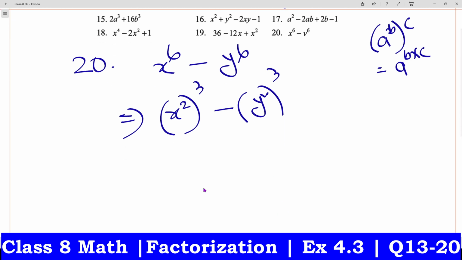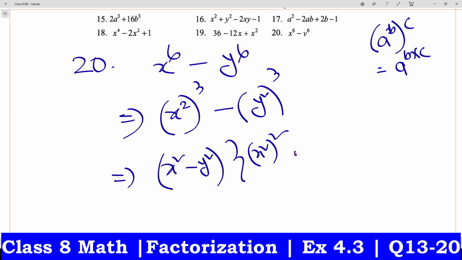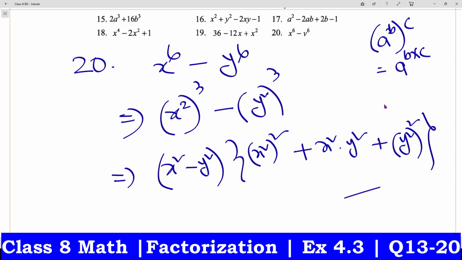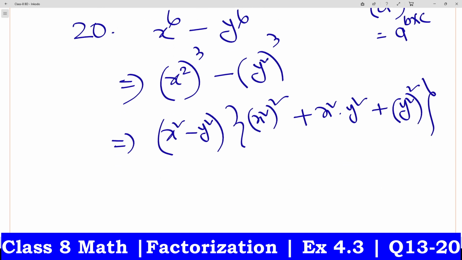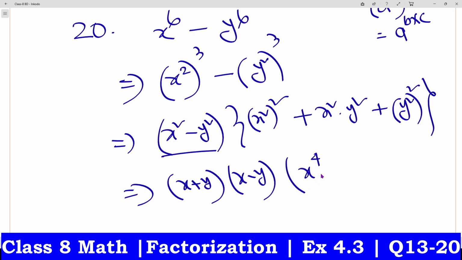Okay. Now it's looking like a cube minus b cube. So in this case we can write x square minus y square and then x square squared plus x square y square plus y square squared, right? Next, this one we can write x plus y and then x minus y, and here is x to the power 4 plus x square y square plus y to the power 4. Okay, and this is our answer.